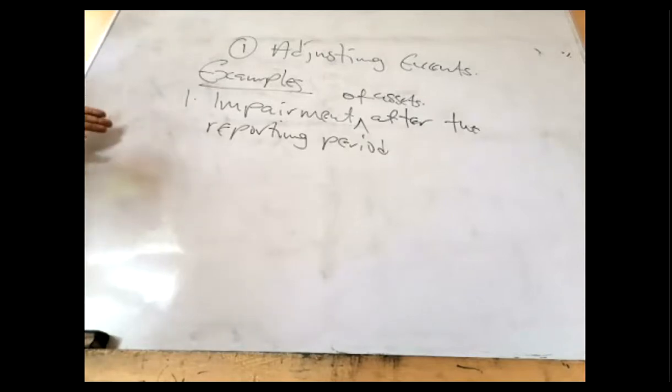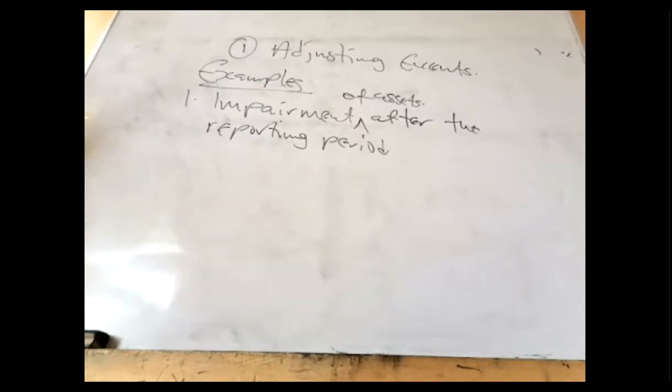Another example is the sale of inventory after the reporting period below its current value. If you sell goods or your inventory below the current value, what does this suggest? It suggests that we need to write off some part of it.